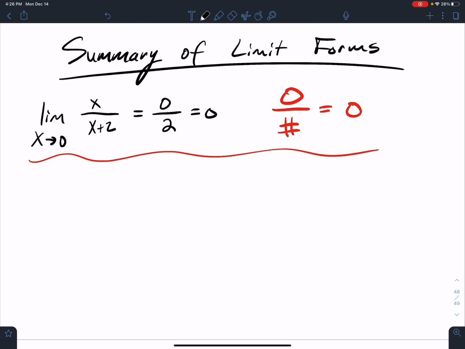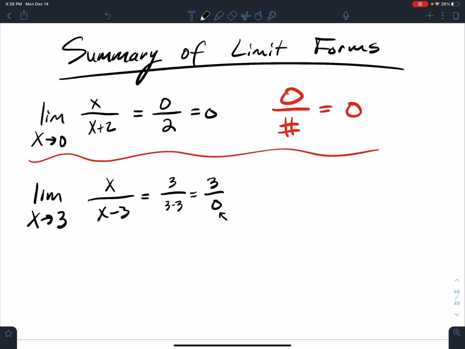Say I had another one, the limit as x goes to 3 of the function x over x minus 3. What happens here? I end up getting 3 over 3 minus 3, so that's 3 over 0. Well, that one is falling apart on us because that's a vertical asymptote. It's undefined here. So what do we know from this form? If I have a number divided by 0, then I'm dealing with a vertical asymptote when I'm taking limits. Okay? So vertical asymptote.